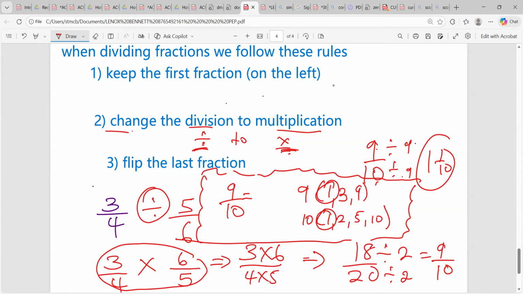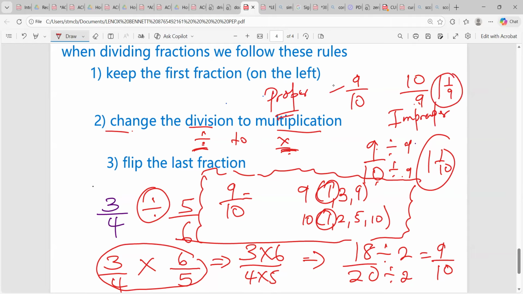Remember the example I showed you a while ago, and I said, guys, we must never ever make that mistake. 9 over 10 and 10 over 9 are totally different things. This is what we call a proper fraction, and this is an improper one. With the proper one, it can only be reduced. But with this one, we say 9 into 10 goes 1 time and 1 over 9. So you cannot get 10 out of 9. And we cannot divide by 9 because 9 is not a factor of 10.